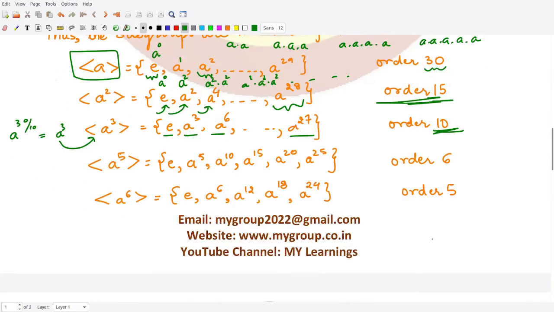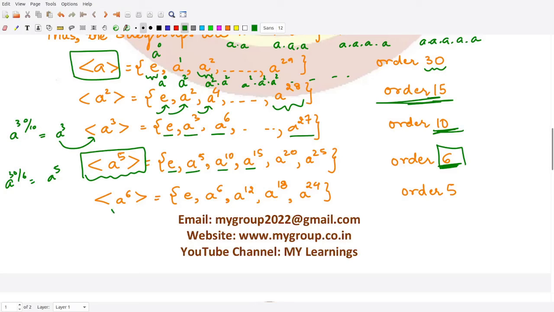For the next element here we have order 6, and for order 6 we have a 30 divided by 6, which is a raised to power 5. So we'll be having a subgroup which is generated by a raised to power 5, and the elements of this group would be e, a raised to power 5, a raised to power 10, a raised to power 15, 20 and 25, and if you count them they are 6 in number, so therefore the order here is 6.